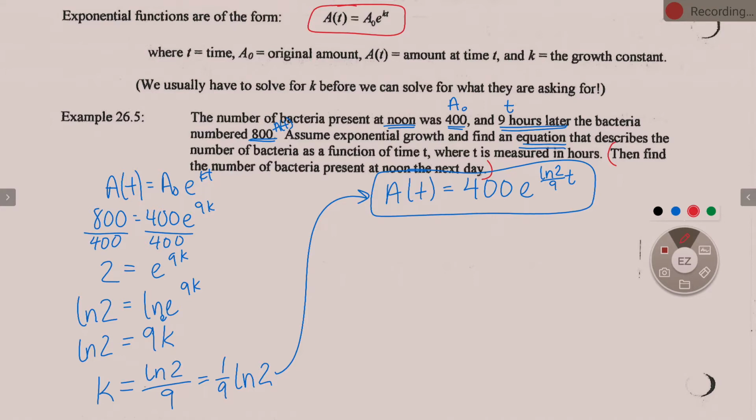And then what do we have to do to finish this off? Find how much bacteria is present at noon the next day. So 24 hours. So t would be 24. My initial was at noon, and now we're trying to find noon the next day, which is 24 hours. So we're finding A of 24. So 400 e to the ln 2 over 9 times 24.